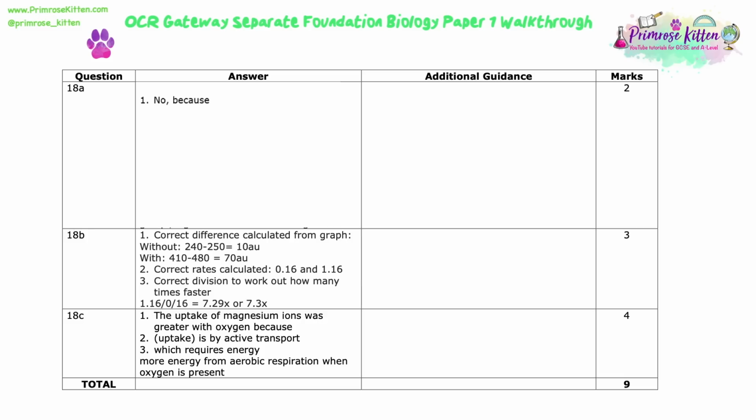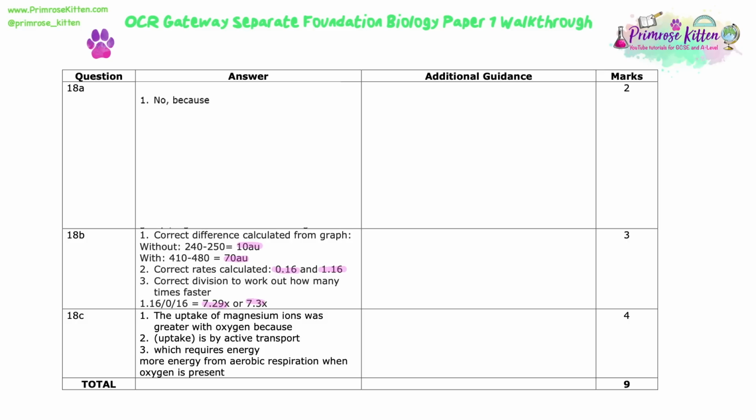18b, you've got the correct differences calculated from the graph. So if you've got 10 and 70, you can have 1 mark. If you've got the correct rates that you calculated, so if you've got 0.16 and 1.16, then you can have 1 mark. And then the times faster is only worth 1 mark as well. So if you've got 7.29 or 7.3, 1 mark.